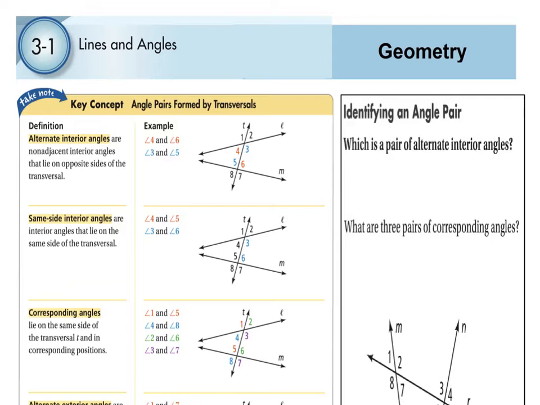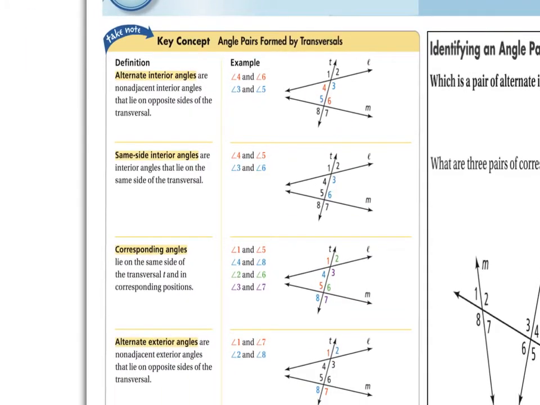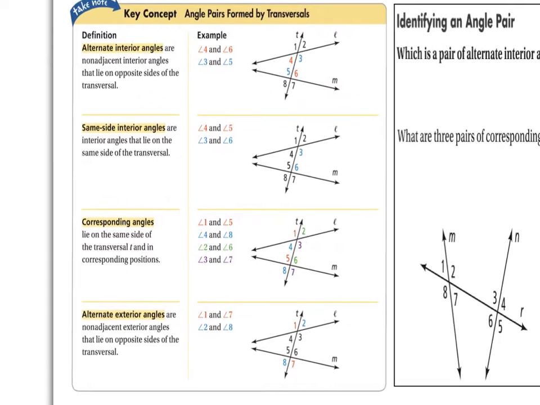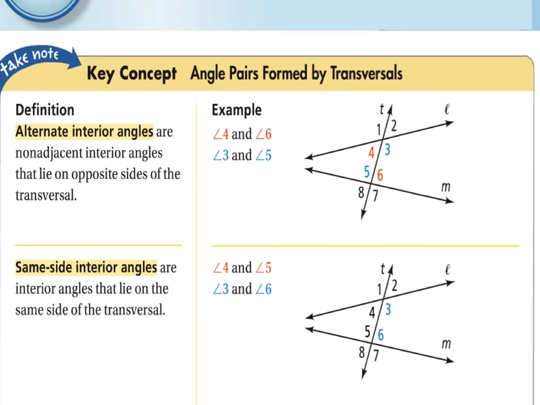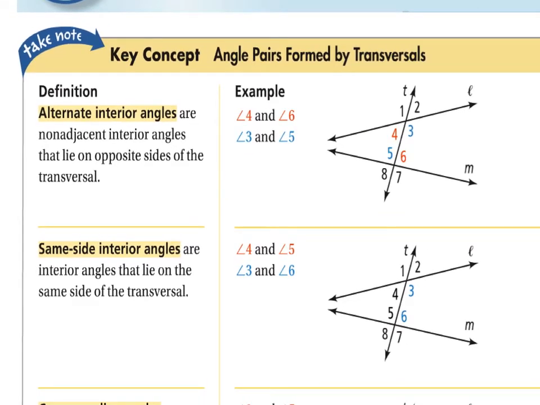Okay, now we're going to start talking about angle pairs formed by a transversal. And these angle pairs are very, very important because you're going to use these a lot as we go through this chapter. So the very first, and I'm going to zoom in so we can do these one by one, is alternate interior angles. They are non-adjacent interior angles that lie on opposite sides of the transversal. So that's the definition of an alternate interior angle.